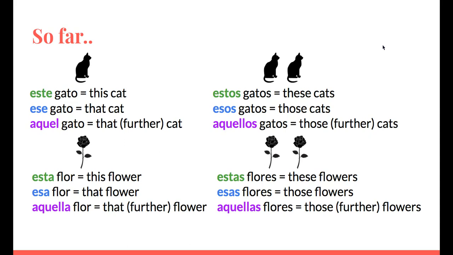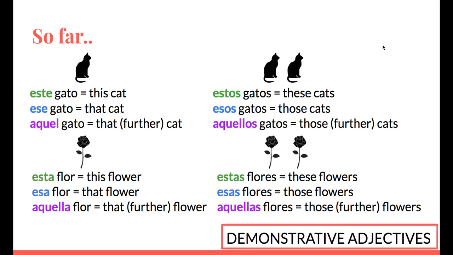Hopefully you're seeing the patterns here. In green, I've got all of the adjectives for when something is the closest to you. Este, estos, esta, and estas. In blue, I've got that middle ground. Ese, esos, esa, and esas. And then in purple, we've got the ones that are furthest away from us. So aquel, aquellos, aquella, aquellas. These are my demonstrative adjectives in Spanish. Remember, they're called demonstrative because I'm demonstrating which thing I'm talking about.